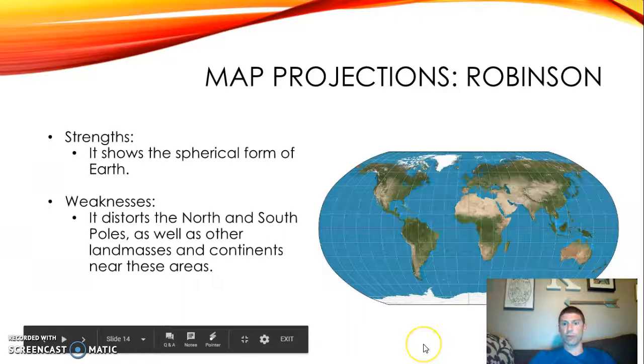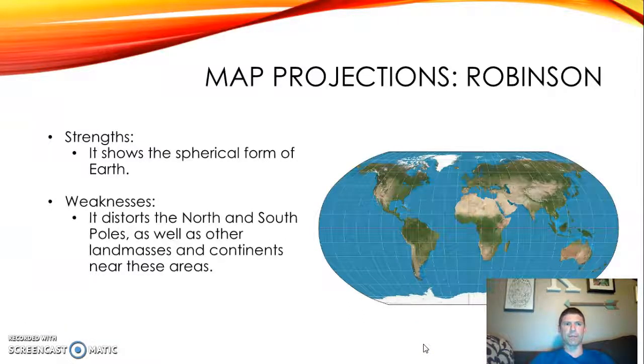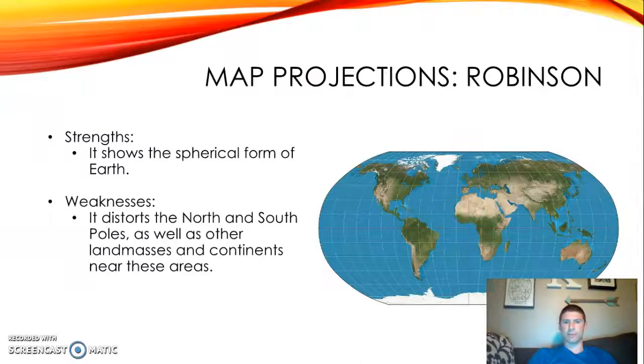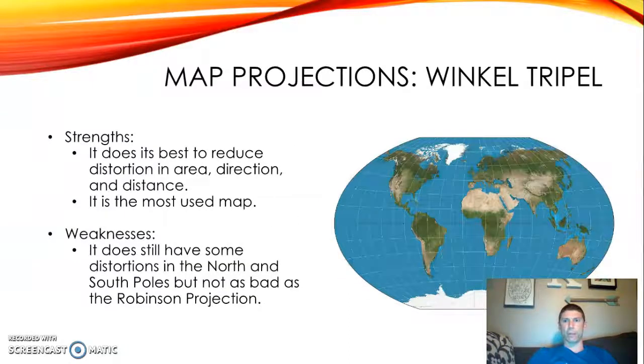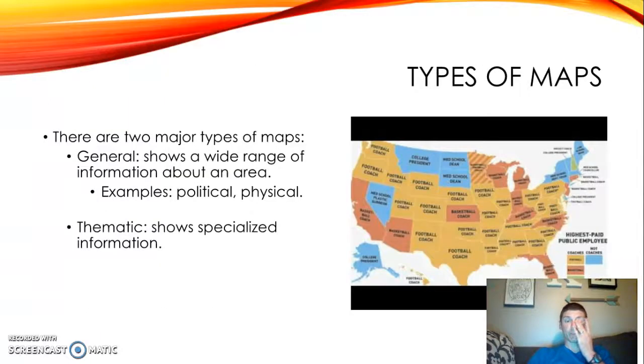This one we use a lot, the Robinson projection. This is maybe a similar type of map to the one in my room. It still does distort. It shows that spherical form, but it still does distort. And then the Winkel Tripel does best to reduce the distortion, but it does also have some distortions around the poles. So the main problem with maps, even though you just looked at all these different types, is this distortion that happens, and that changes the size of things.